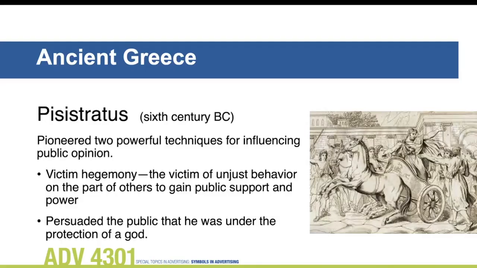He asked the Athenian people for personal guards, which they gave him out of respect for his military successes in earlier battles. He then used this guard to take control of the Acropolis. His second technique was to persuade the public to believe that he was under the protection of a god.